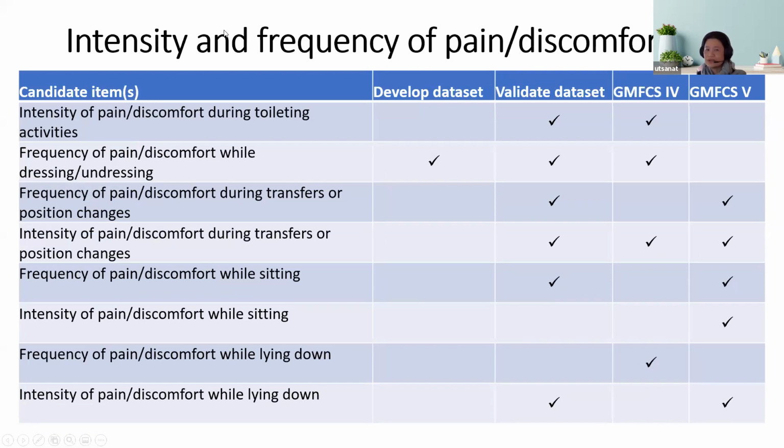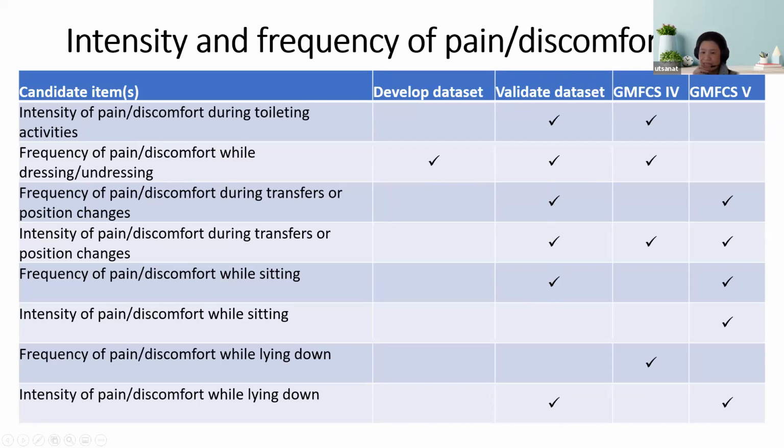Okay, the third dimension is the intensity and frequency of pain and discomfort. In the original one, they asked just only the frequency, but in the additional one, they have the intensity as well. From factor analysis, it seemed like there is a combination between these two, either the intensity or the frequency. Sometimes frequency appears in more. Sometimes just only the intensity appears in one of the data sets.